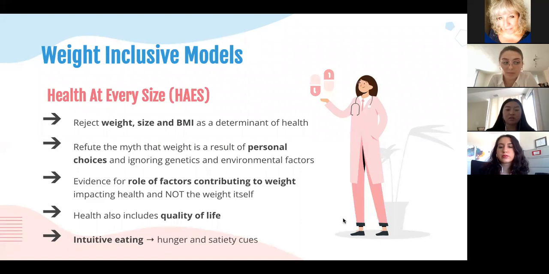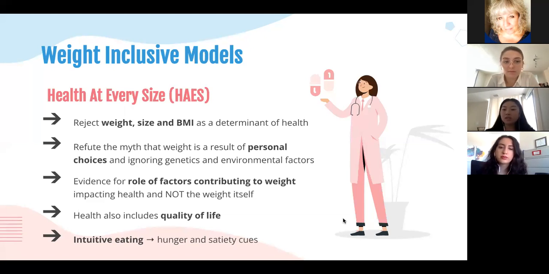Refute the myth of weight being a result of personal choices and ignoring other factors like genetics, environmental factors, and medical conditions. Remember, there are so many factors that play into an individual's weight. Focus on the role of the factors that contribute to an individual's weight and not the number on the scale itself. For example, if a patient experiences food insecurity and cannot afford healthy foods, target the issue of food insecurity playing a role on the patient's health instead of the weight. Offer cheap, healthy foods in these scenarios that will yield a better outcome than simply telling them to lose weight and eat healthy. Remember that health comes in a variety of forms, like physical and psychological health for sure, but it also includes quality of life. As health professionals, we always want to respect a patient's choices and their definition of quality of life.